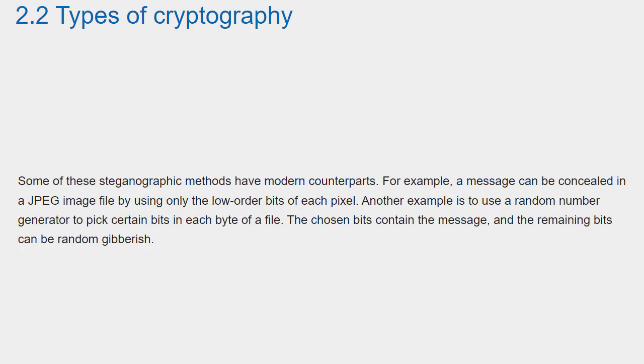Some of these steganographic methods have modern counterparts. For example, a message can be concealed in a JPEG image file by using only the low-order bits of each pixel. Another example is to use a random number generator to pick certain bits in each byte of a file. The chosen bits contain the message, and the remaining bits can be random gibberish.